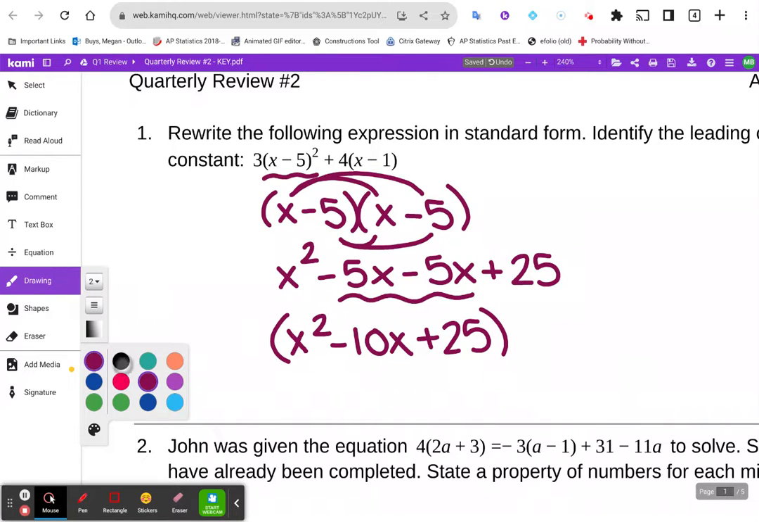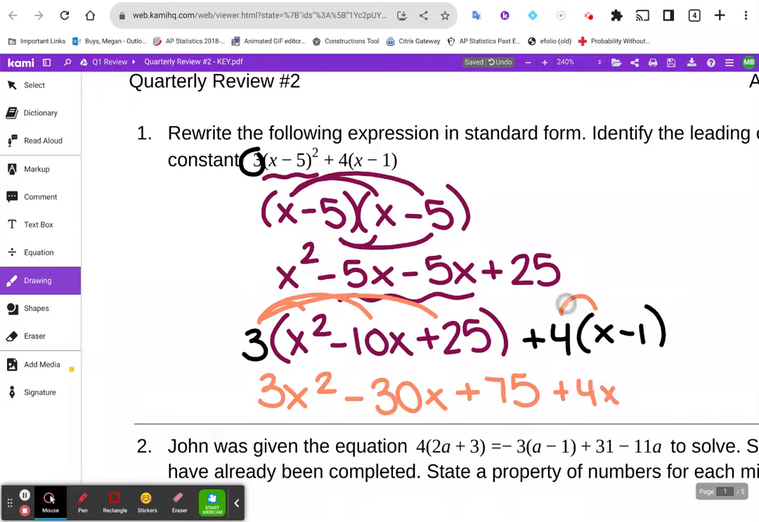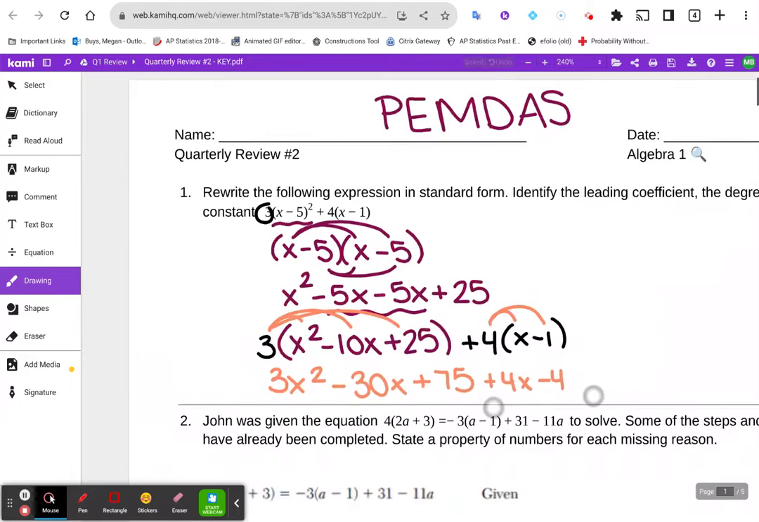Now, what I also want to remember is that I still have this 3 in front of that x minus 5 squared, as well as still having 4 times x minus 1 that we haven't tackled yet. But now that I've done my first part with the exponents, now I can go and do that multiplication. I have the numbers in front of parentheses, which leads to multiplication. So 3 times x squared is going to be a 3x squared. 3 times a negative 10x is going to be a negative 30x. And 3 times 25 is going to be a positive 75. Same idea here. 4 times x is going to be a positive 4x. And 4 times a negative 1 is going to be a negative 4.